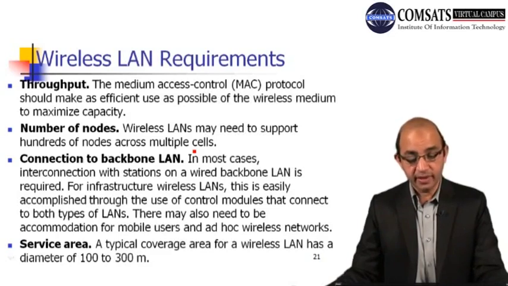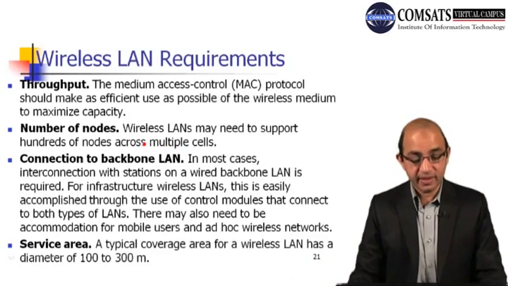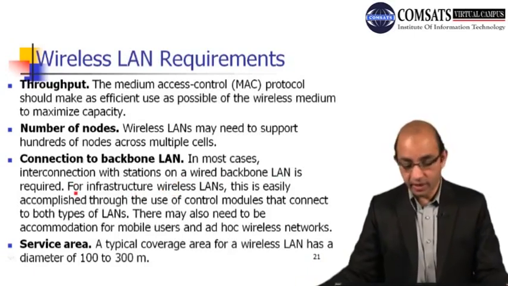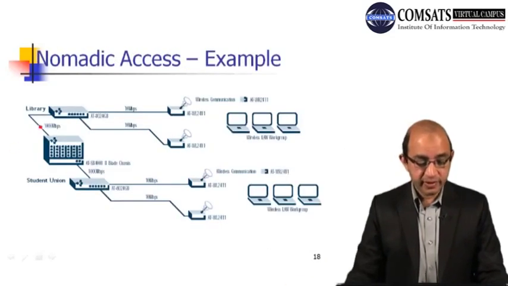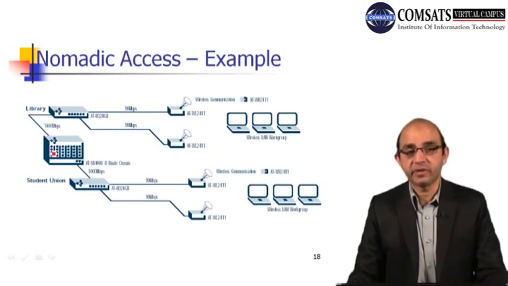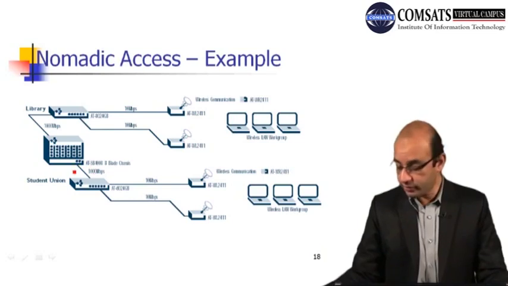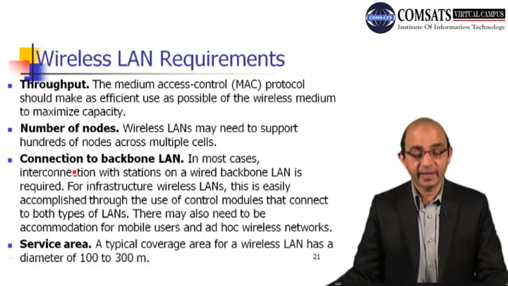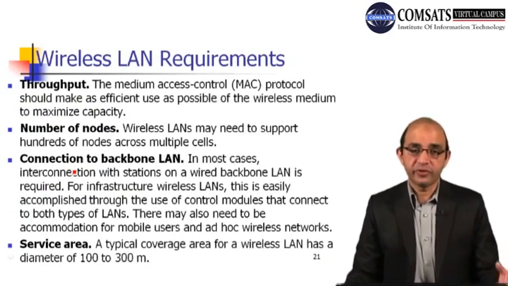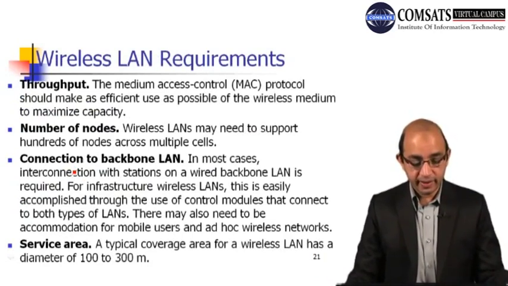Then connection to the backbone LAN. In most cases, interconnection with stations on a wired backbone LAN is required. So here you can see that this can be considered as the backbone link, right? Because it is a high-speed link. Most people have to access data from the library if we are talking about some university or maybe some college. And here again we have the high-speed backbone link, right? So this is also important: wireless-wired connectivity, or the termination of the wireless network onto the LAN.